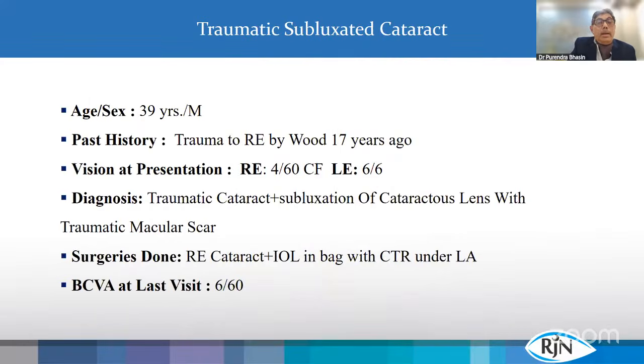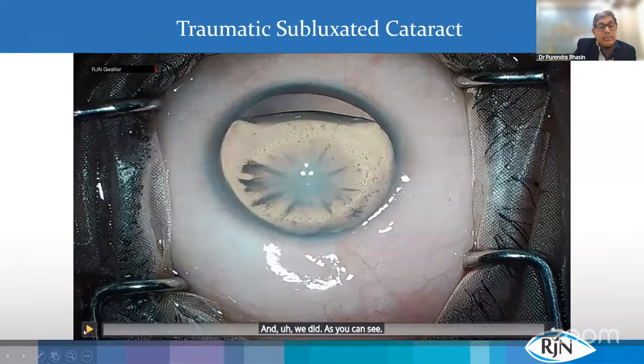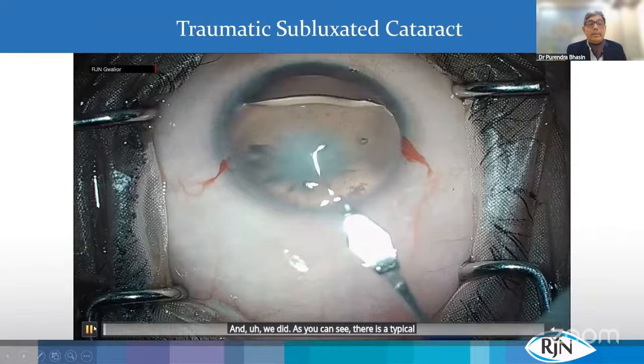So another case with trauma in a 39-year-old male patient, 17 years ago, vision is 4/60. There is a subluxation of the cataractous lens with a traumatic macular scar. As you can see, there is a typical rosette cataract.